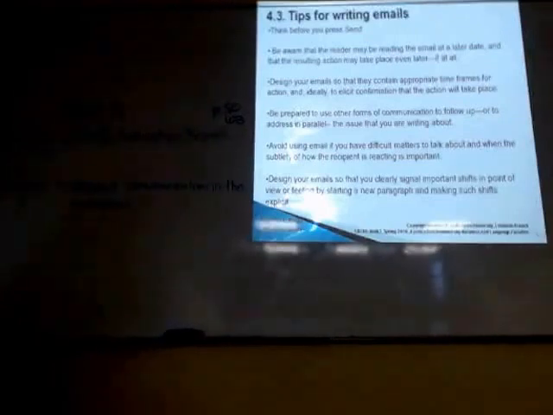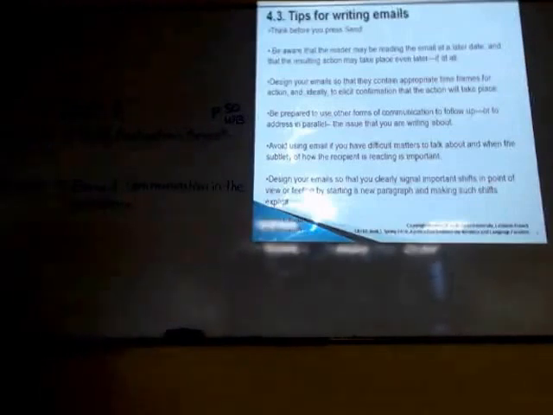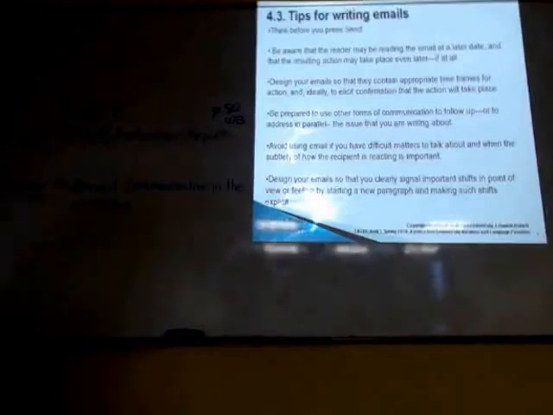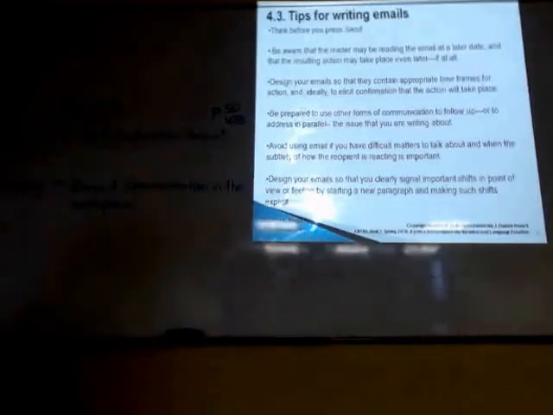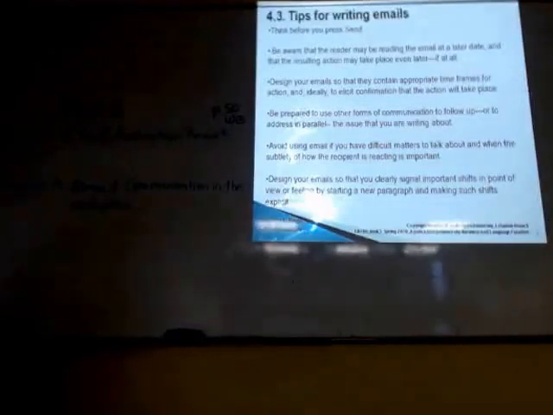Be aware that the reader may be reading the email at a later date and that the resulting action may take place even later if at all. Meaning, you send the email on Monday, for example, and you were expecting an answer Monday evening, but you don't have a guarantee. And you have to give the person some time to reply.